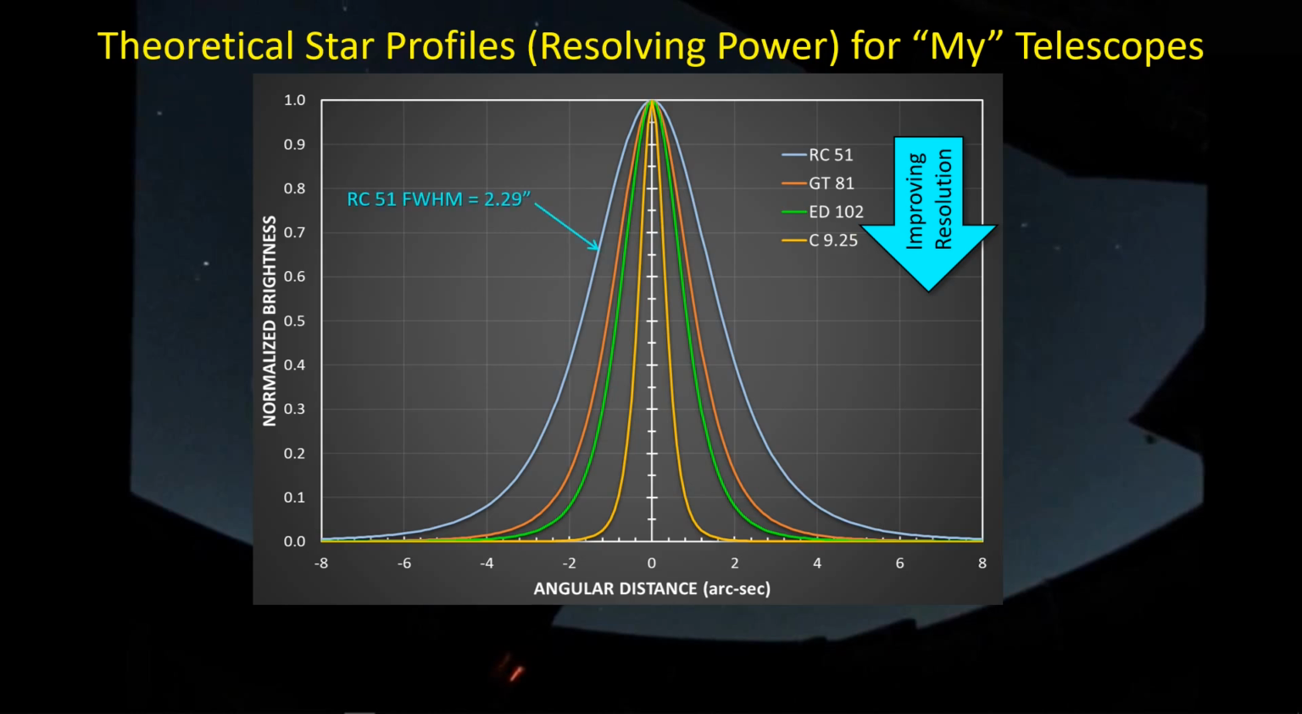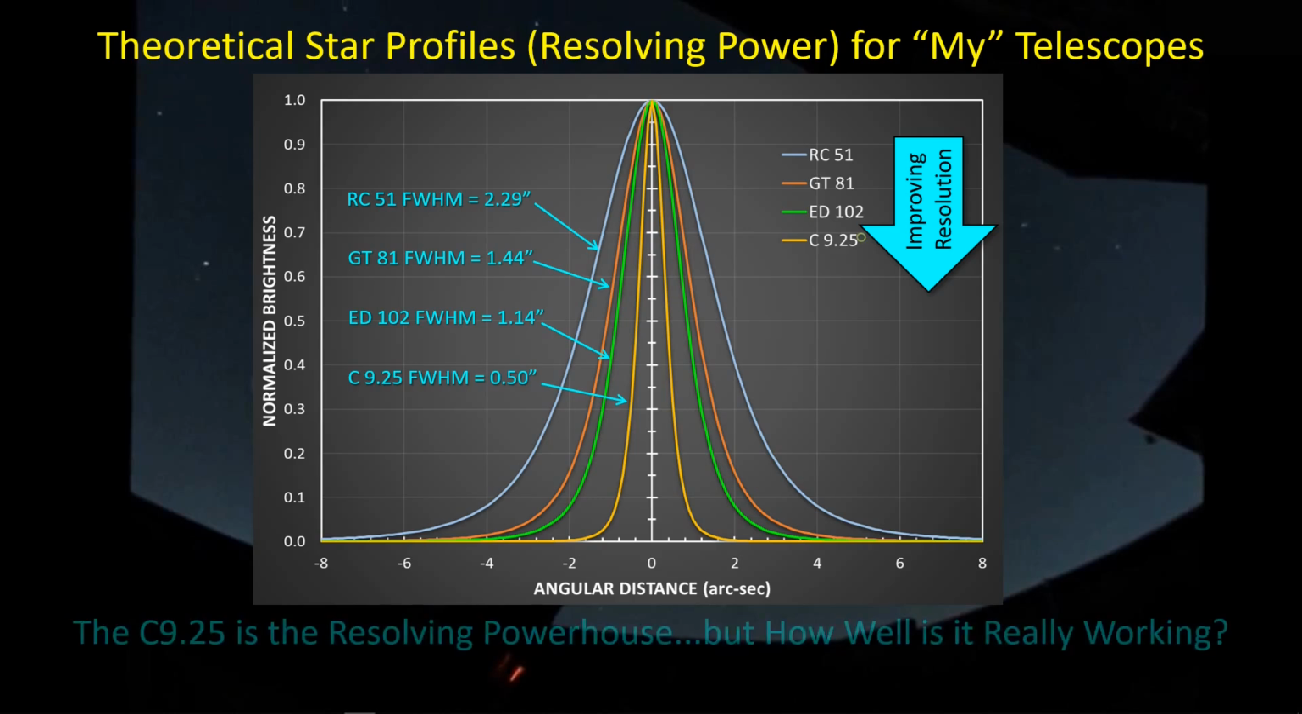So my Redcat 51 has a Dawes limit, or full width at half maximum capability, given its diameter of 2.3 arc seconds. The GT81 is down at 1.4 arc seconds. The ED102 is at 1.1 arc seconds, and then, of course, as we just discussed, the C925 is the resolution powerhouse at 0.5 arc seconds. How well are these scopes actually performing?